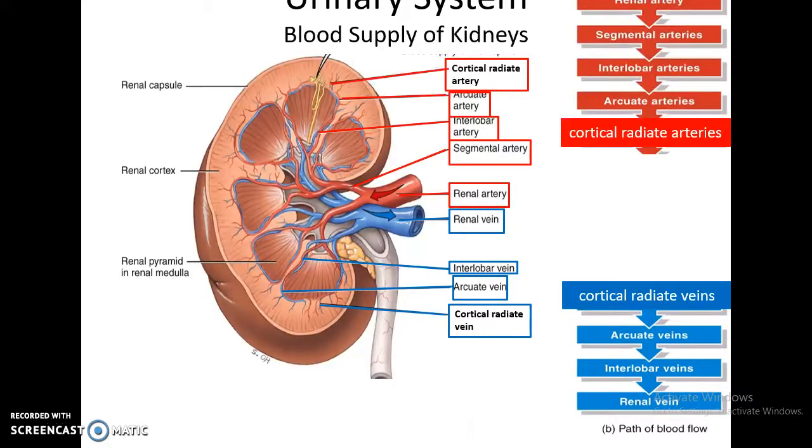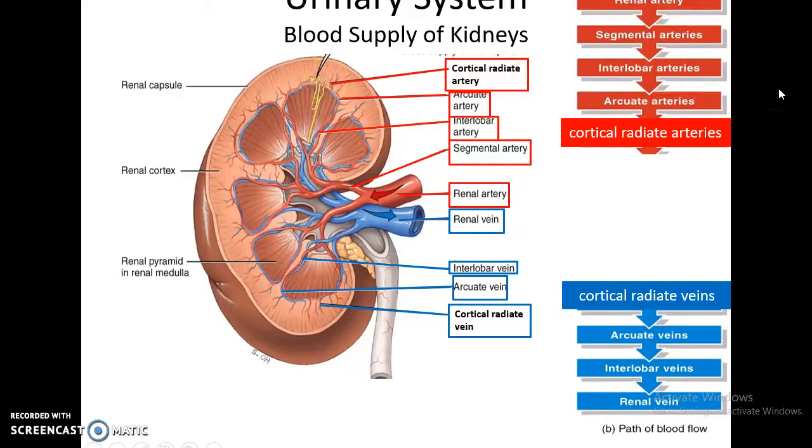Blood flow into and out of the kidney is critical since the kidneys are helping to control the composition of blood. So blood arrives via the renal artery. The renal artery then splits into the segmental arteries. The segmental arteries then split into the interlobar arteries found between the pyramids. Interlobar arteries then arc over the top of the pyramids. At this point, they are called arcuate arteries. And then the arcuate arteries push up into the cortex, where they're called cortical radiate arteries.